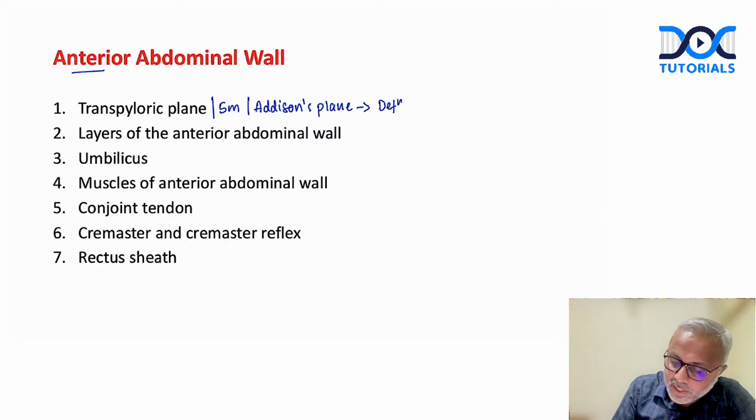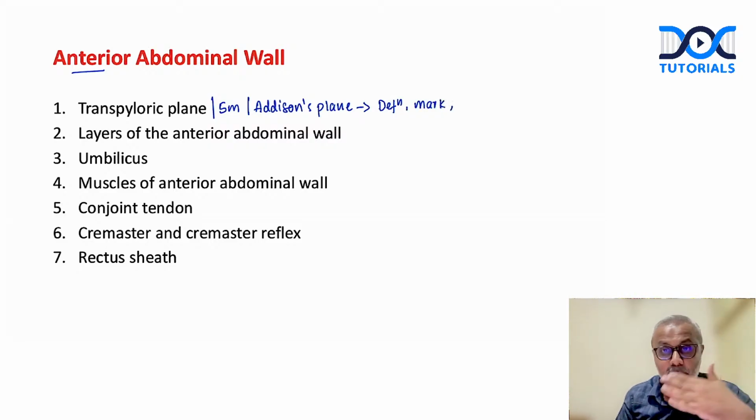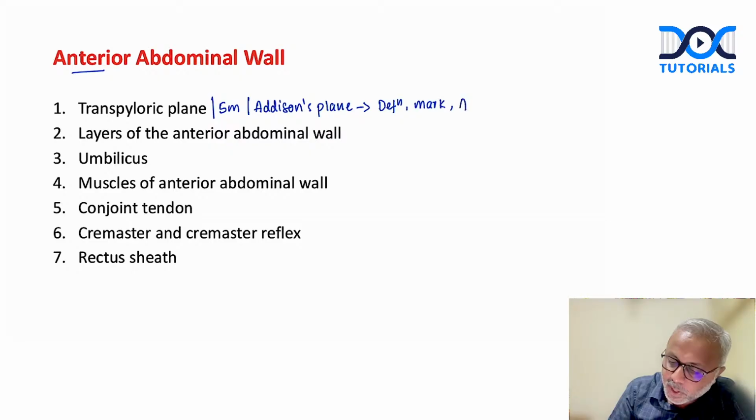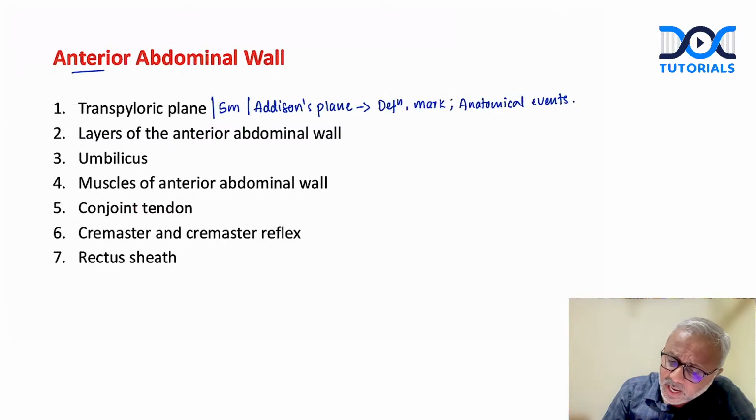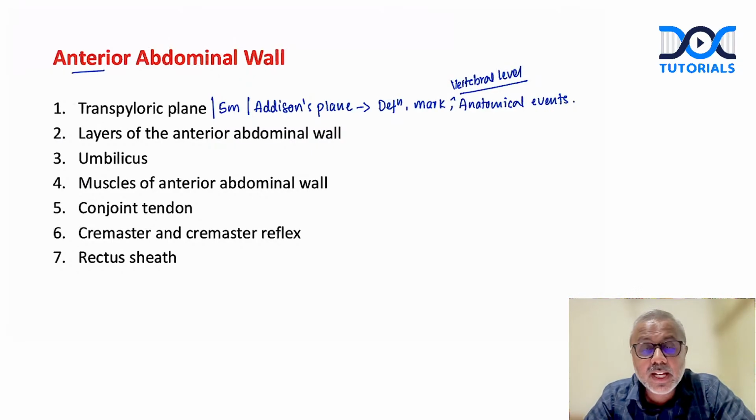What are the things that we need to know or write about Addison's plane? Of course, we need to define what it is. We need to mention how to mark the plane, and then what the important anatomical events are that occur at this level. One line you can also add is the vertebral level: at which vertebral level does the transpyloric plane lie? Is it clear? We know that the transpyloric plane lies midway between the suprasternal notch and the pubic symphysis.